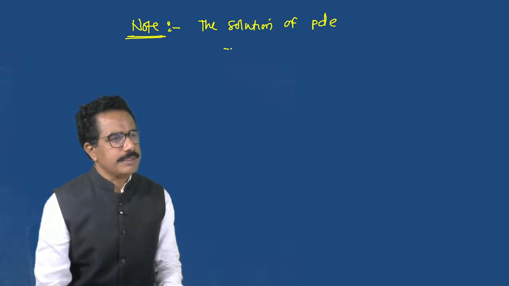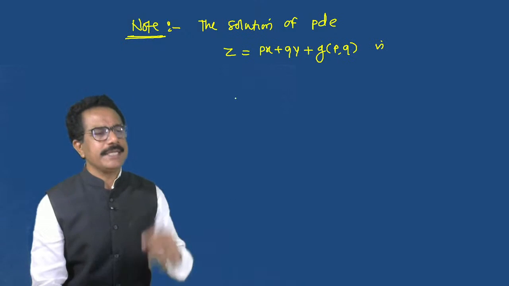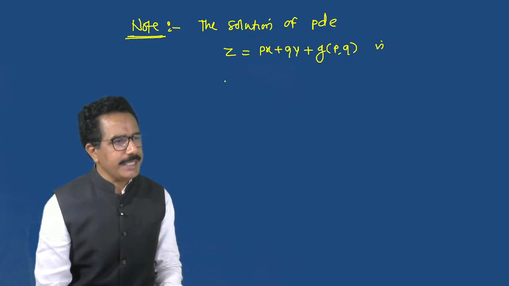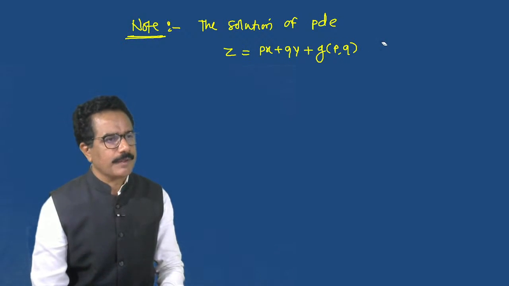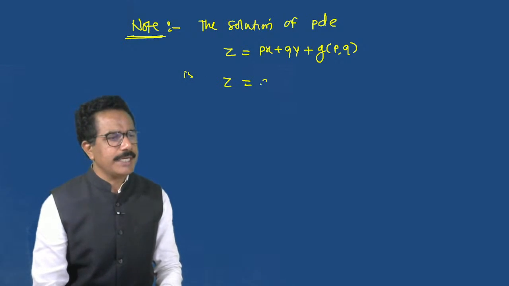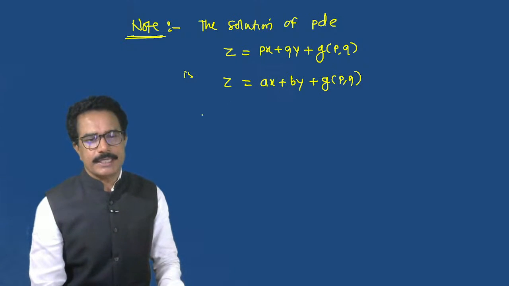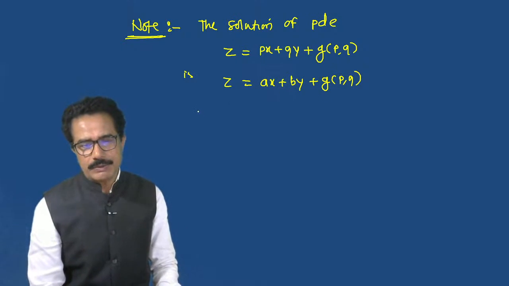The solution of the PDE z = px + qy + g(p, q), or the complete integral, you can write as z = ax + by + g(a, b). Now we can find the singular integral.